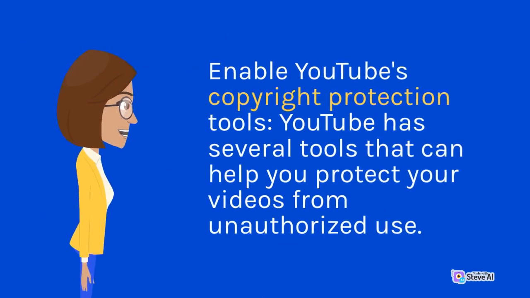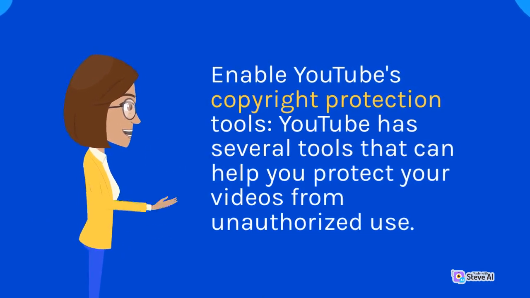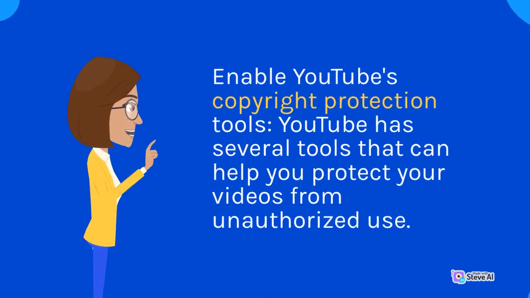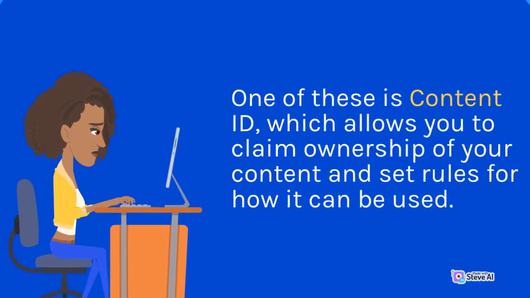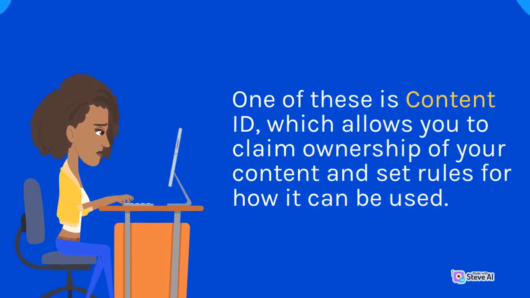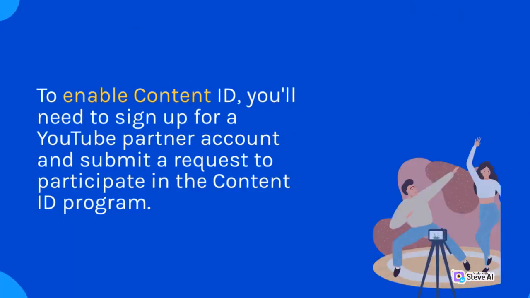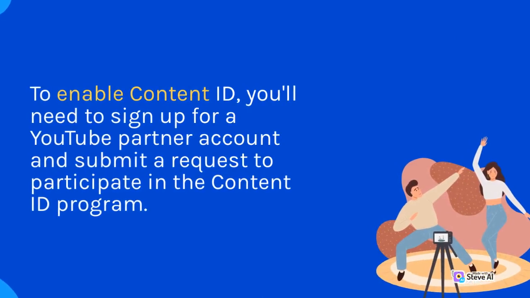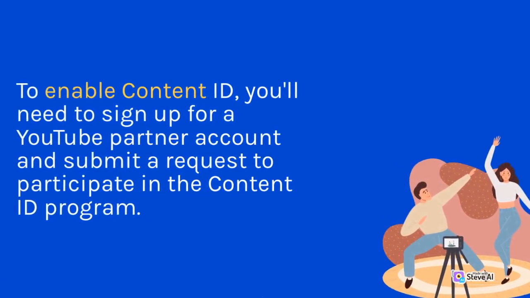Enable YouTube's copyright protection tools. YouTube has several tools that can help you protect your videos from unauthorized use. One of these is Content ID, which allows you to claim ownership of your content and set rules for how it can be used. To enable Content ID, you'll need to sign up for a YouTube partner account and submit a request to participate in the Content ID program.